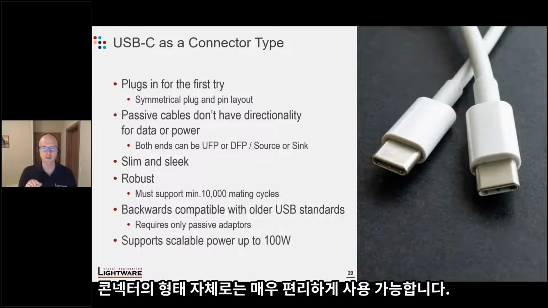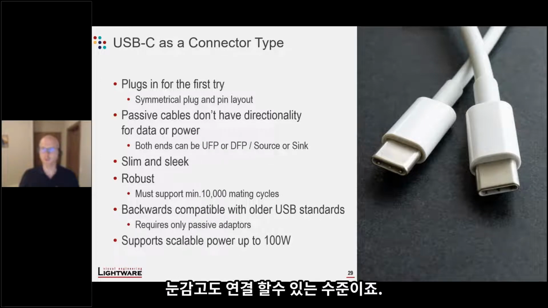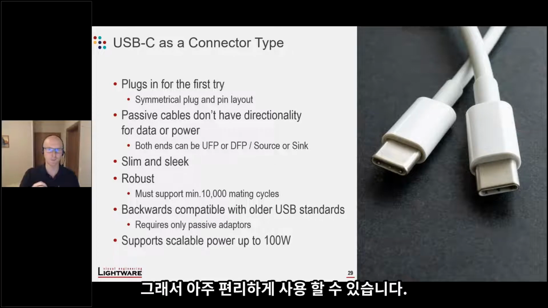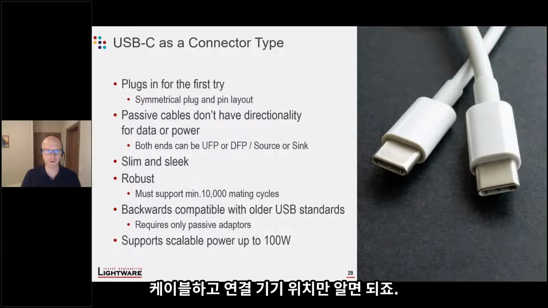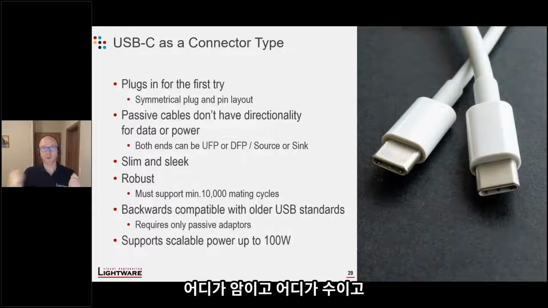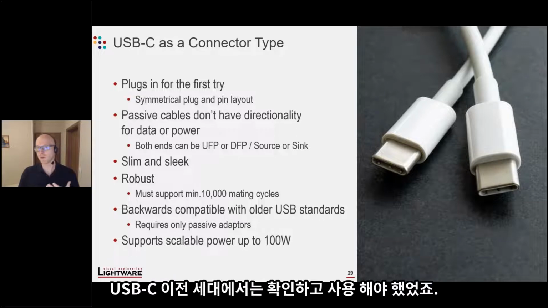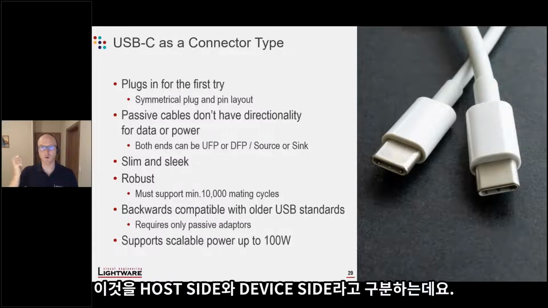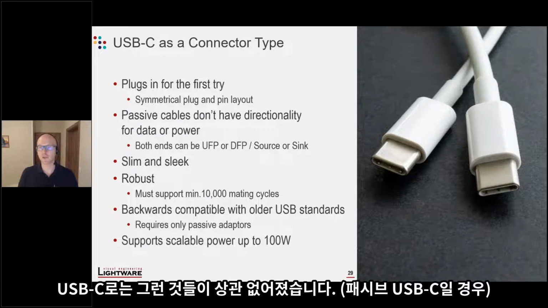So the connector itself is very convenient because it's symmetric. You can rotate it any way you want. And it means it's a blind mating connector. You don't have to look at it and see which side is up and which one is down. You can just take the plug and connect it if you know where the connector is. The cable is also reversible, so it doesn't matter which end of the cable you plug into your computer and which end you plug into the peripheral, which is not the case with type A to type B cables. There's always a host side and a device side. You cannot reverse it, but you can with USB-C cables if they're passive cables.